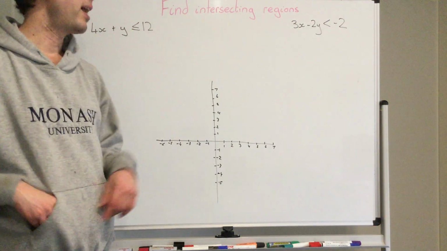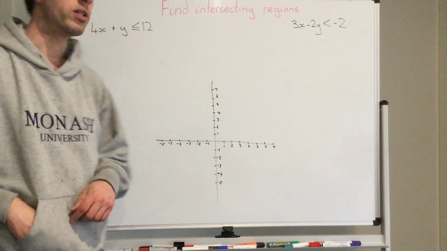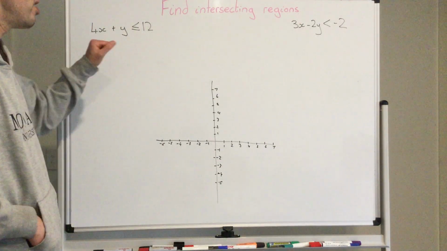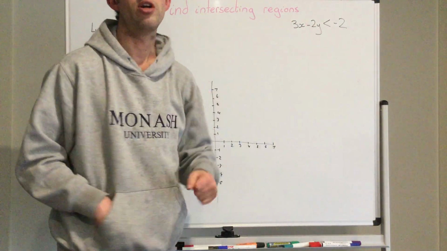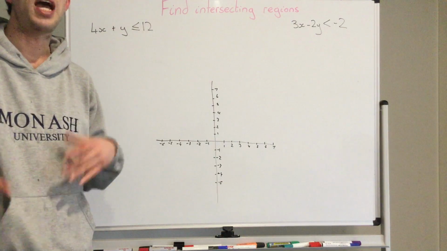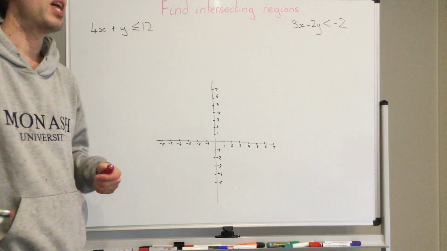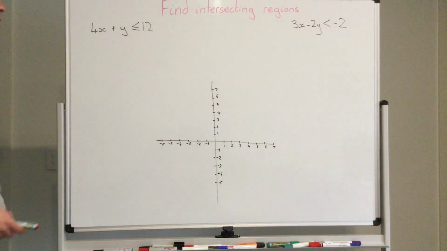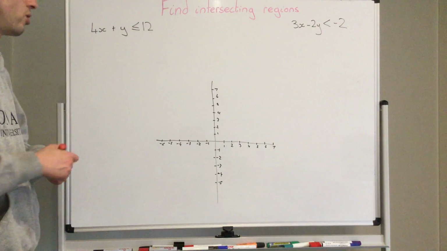So we are looking at finding intersecting regions. When we're finding intersecting regions, it needs to meet both of these equations. So to start off, we need to graph each equation and then see where they intersect. We're going to be looking at 4x plus y is equal to or less than 12.